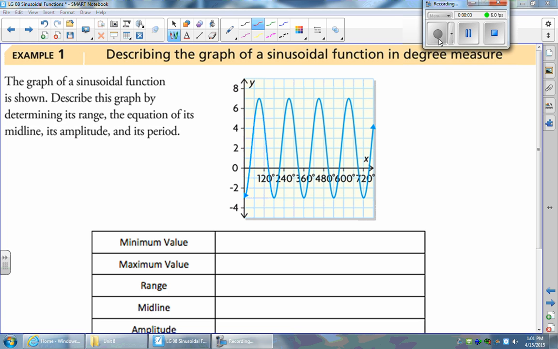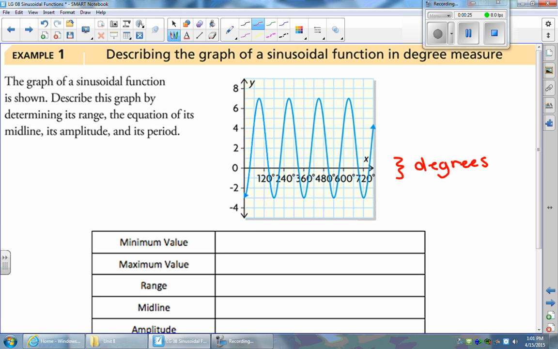All right, example 1, describing the graph of a sinusoidal function in degree measure. So we have a graph here, and you'll notice that the domain, all the x values are in degrees. So it's important to note what the unit is on your x-axis, because it could be in degrees or radians, or it could be in other units such as time.